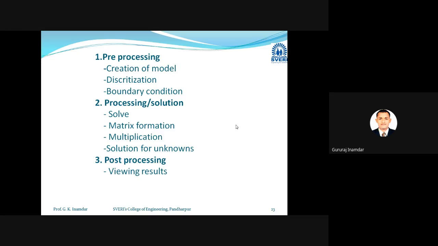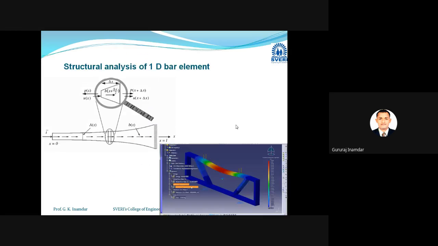Okay, so this is nothing but the post process. Now the structural analysis. Structural analysis of 1D bar element, here we want to study. One problem based on the 1D bar element is included in our syllabus in this chapter.